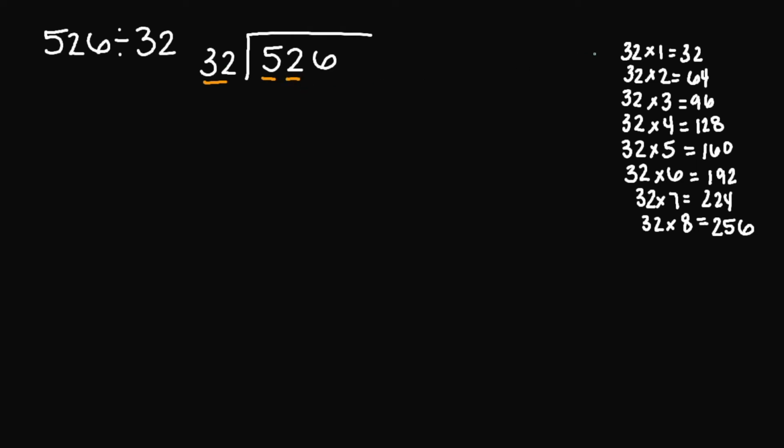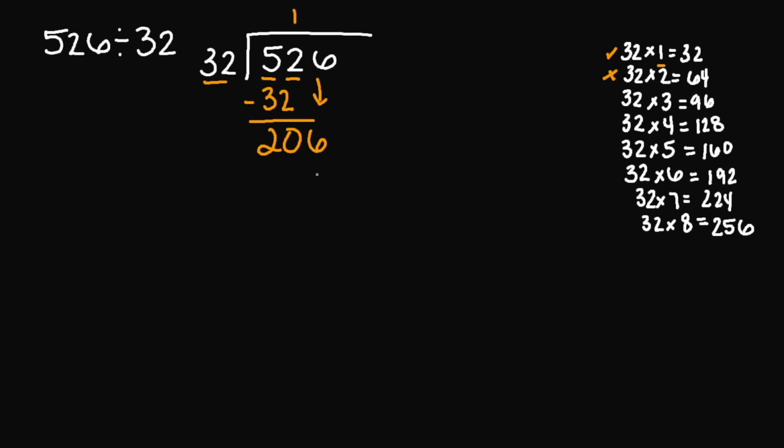The closest number that I can use is 32 times 1. I can't do 32 times 2 because I got 64 and that's too high. So I'm going to put a 1 up here. 32 times 1 is 32. Now I'm going to subtract. 2 minus 2 is 0. 5 minus 3 is 2. Okay, now I'm going to bring down my 6.